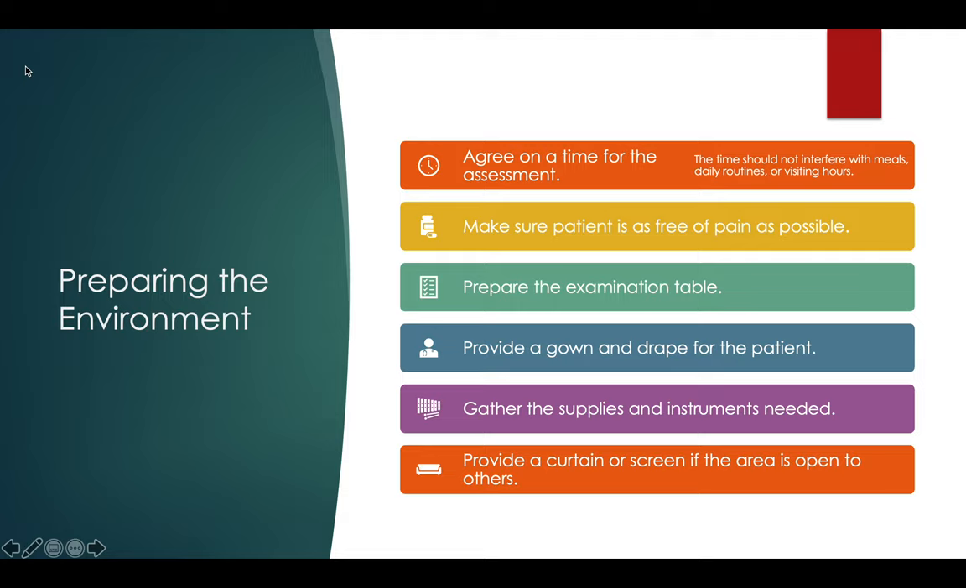Prepare the examination table, provide a gown and drape for the patient, gather the supplies and instruments that you need, and provide a curtain or screen if the area is open to others. And then the book did list some equipment that's used, like an ophthalmoscope, otoscope, Snellen chart, tuning fork, percussion hammer, etc.